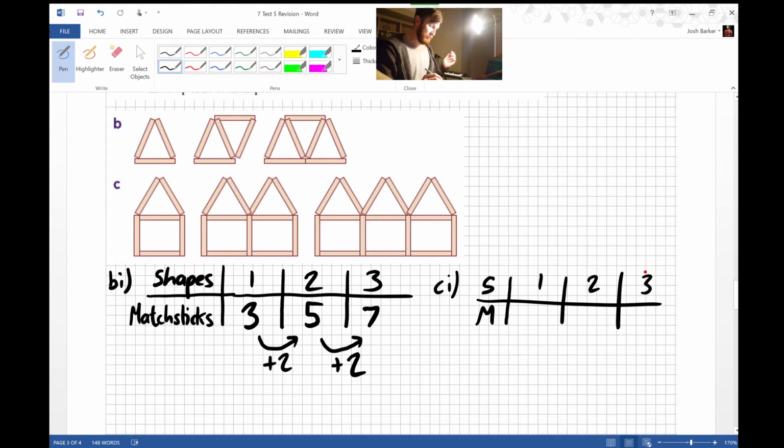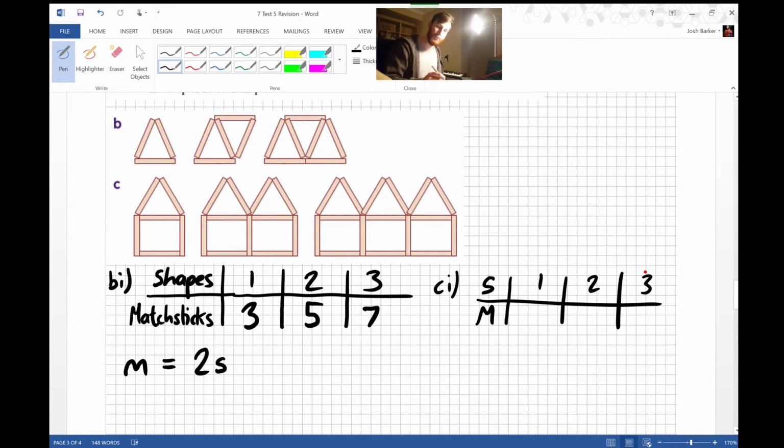Now what that tells me is that for every shape that we add on, we're going to need 2 more matchsticks. So if we were going to make a formula or a rule for number of matchsticks that were required, if we know that we need 2 matches for each extra shape, it's going to be something to do with 2 multiplied by the number of shapes. Now what you'll need to also do is add or subtract something to make it work.